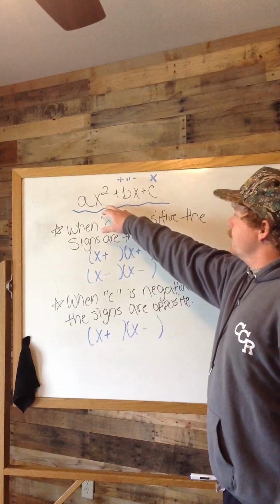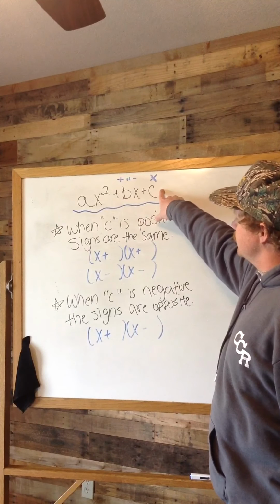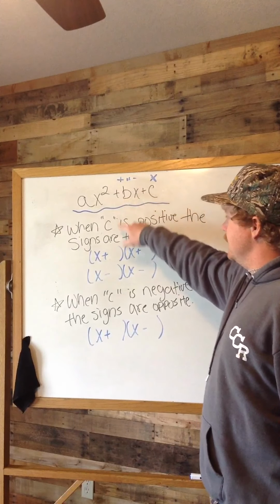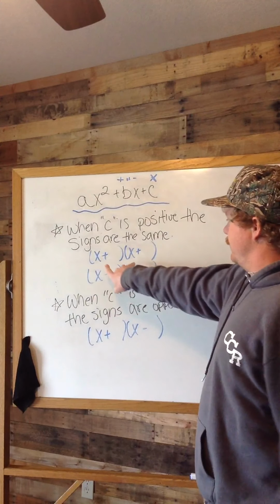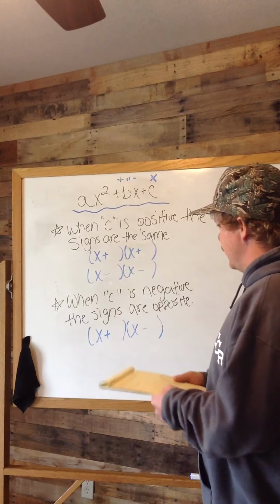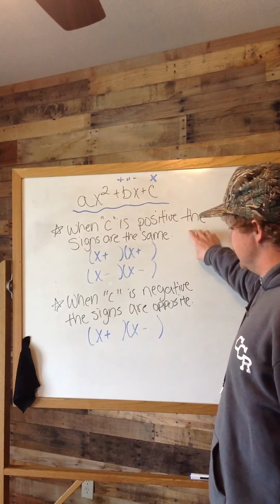But remember, we're factoring. They're in the form ax squared plus bx plus c. We're looking for two numbers that multiply to give me c, add or subtract to give me b. And then our rules here: when c is positive, the signs are the same. They're either both going to be positive or both going to be negative. We'll have to look at our b value to see if they're going to add up. Number 1 and 2 will be good examples of this one.